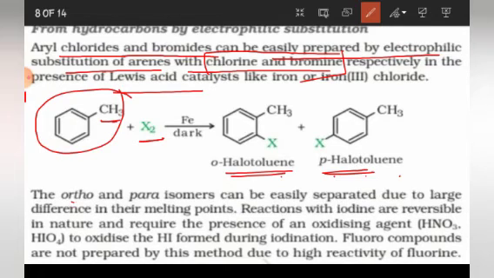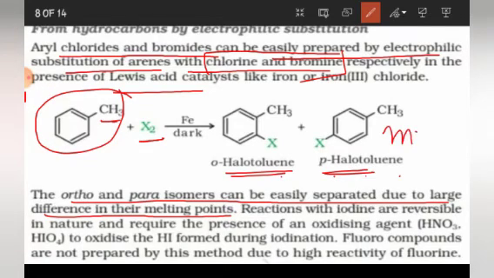Now the ortho and para isomers can be easily separated due to the large difference in their melting points. Okay, this can come in the exam as well, you need to remember this. Now one more thing, if we talk about major and minor, then in this case para will be the major product. You need to write this down also, that para will be the major product.